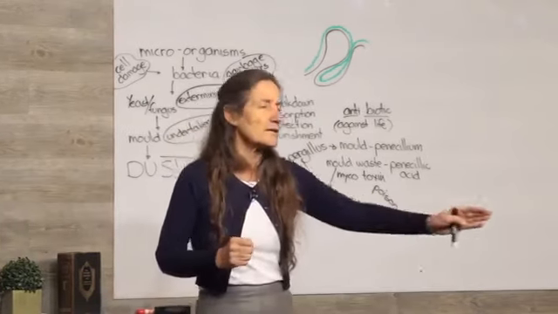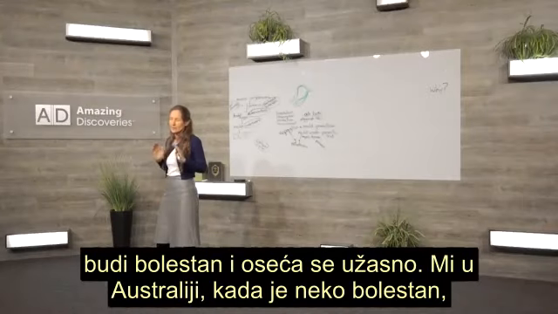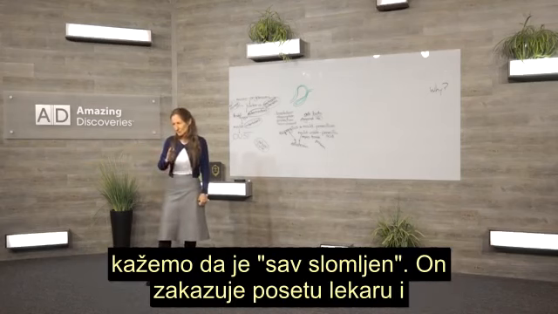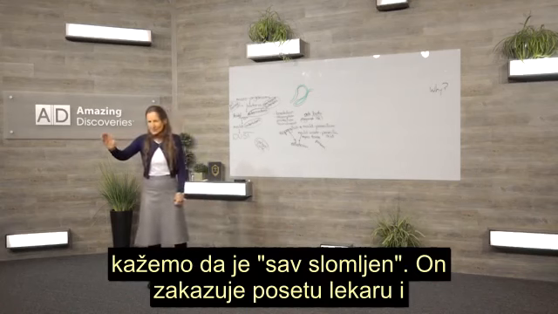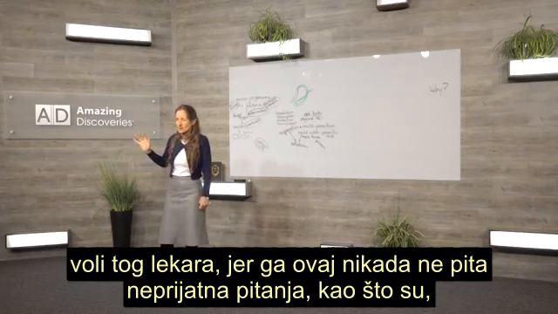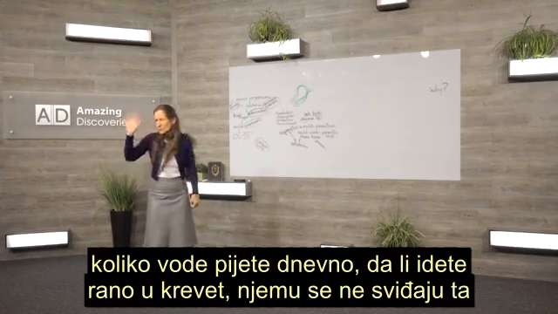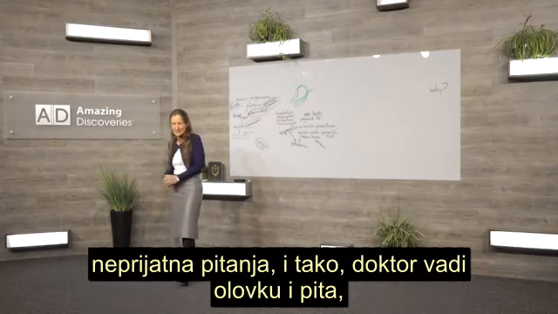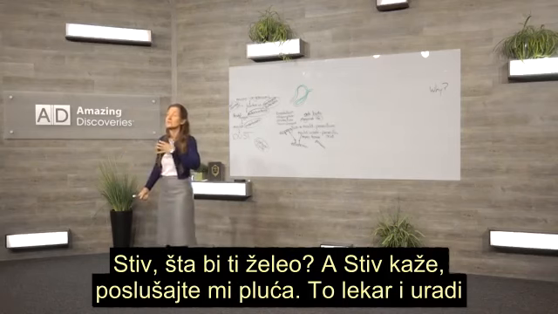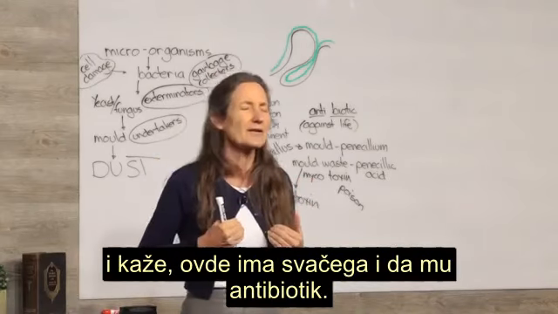Let's have a look at Sick Steve meanwhile. He wakes up in the morning and he is sick. He feels so terrible. In Australia, if someone's sick, we say they're crook. He makes an appointment to see the doctor. He loves this doctor because this doctor never asks him uncomfortable questions like, how much water are you drinking? Are you going to bed early? He doesn't want those uncomfortable questions. So the doc puts his pen up and says, "What would you like, Steve?" He says, "Well, just listen to my chest, doc." He listens to his chest and says, "Whoa, there's a party going on down there."